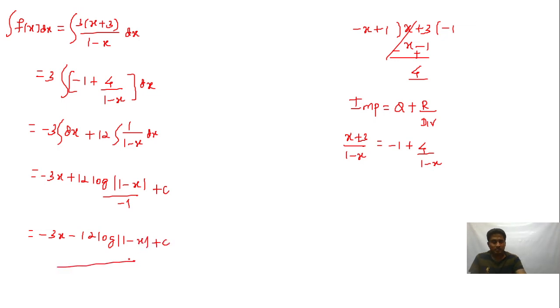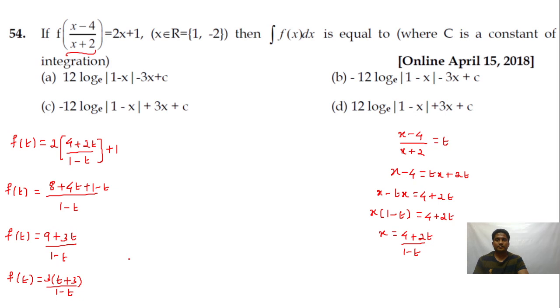That's the answer, guys. You get minus 3x minus 12 log of (1 minus x) plus c. So the answer is option B. Okay, thank you, guys.